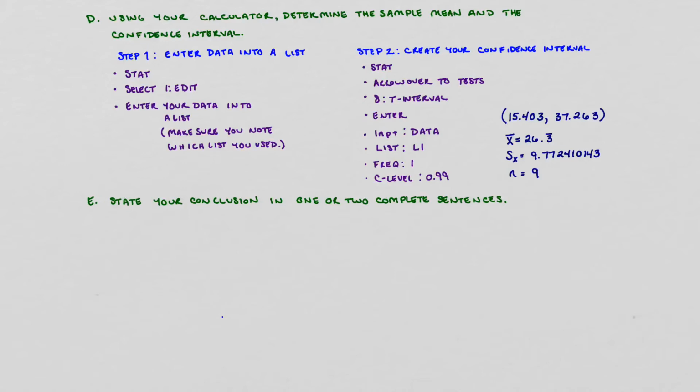We're going to be taken into a new screen, and from there we are going to enter our data into a list. Usually this will be list 1. If you are entering it into a different list, just make sure that you note which one you are using because you're going to need it for step 2.